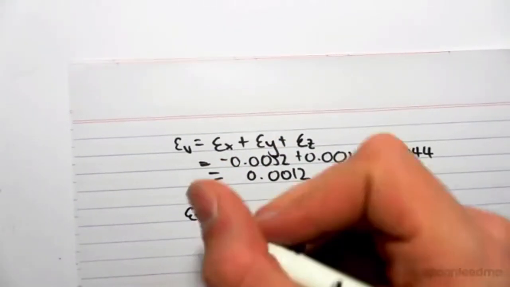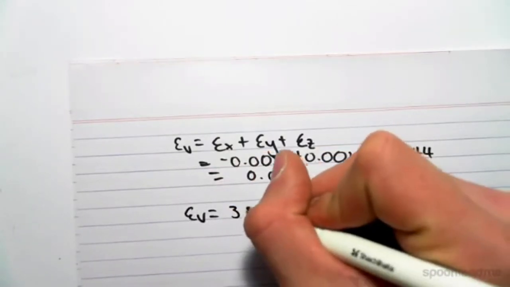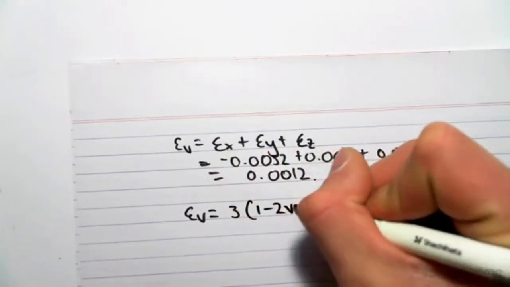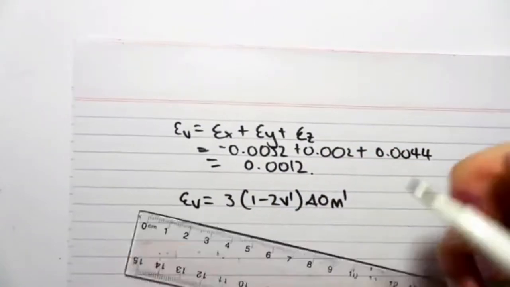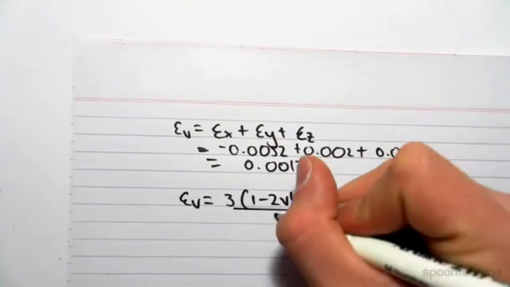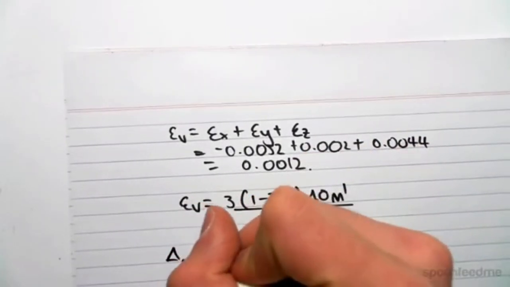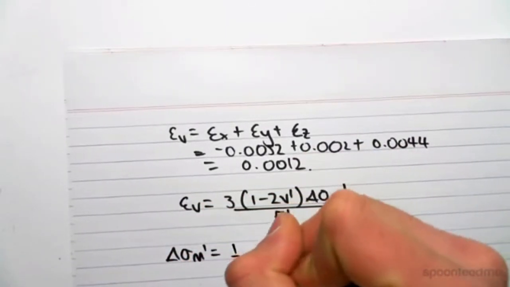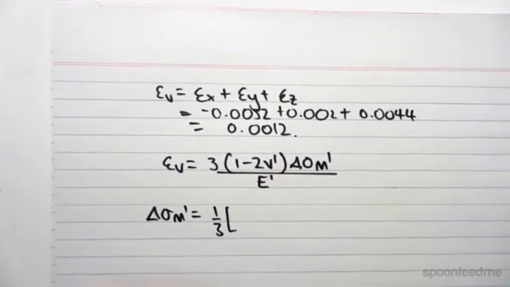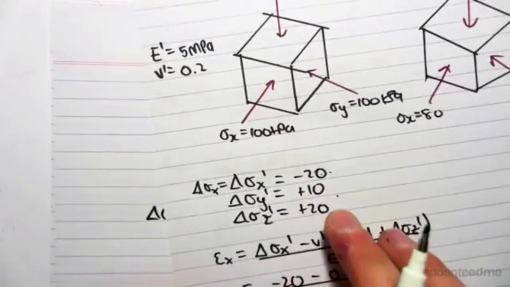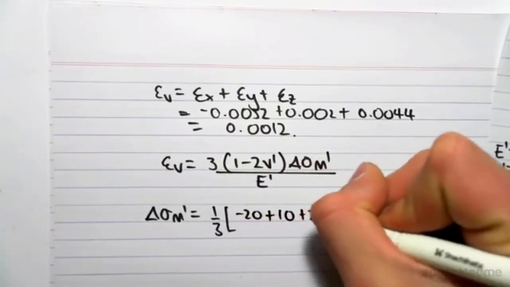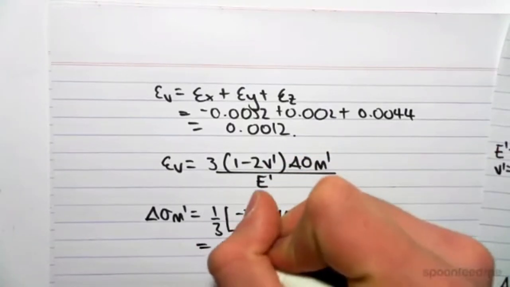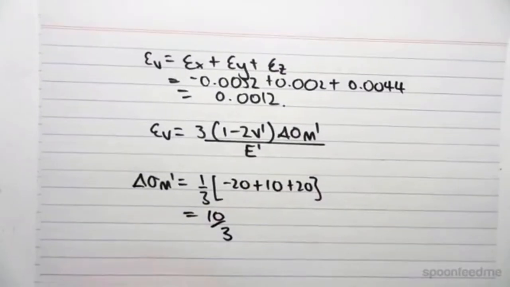Now we can also find the volumetric strain through this method if you wanted to. So we found it this way. We could also find it this way. The volumetric strain is equal to 3 outside of 1 minus 2 V dash outside of sigma M dash, that's the mean stress, over E dash. So we first have to find the mean stress. And we know the mean stress is just 1/3 of all the components. So minus 20 plus 10 plus 20. This would give us an answer of 10 on 3.